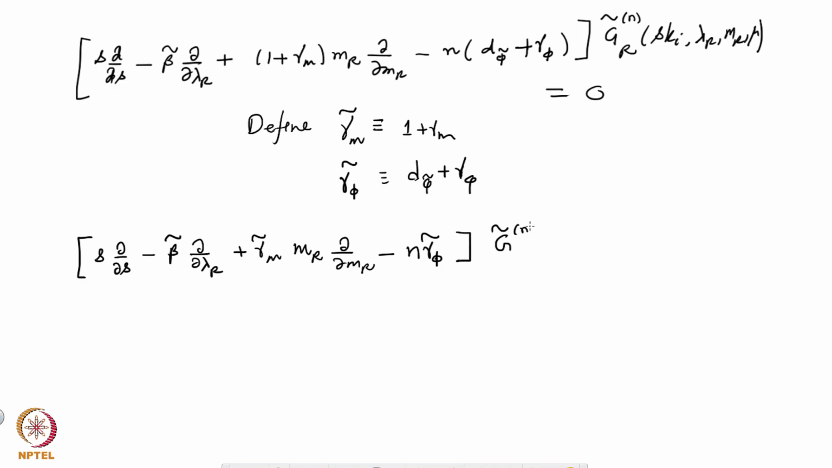G tilde n, renormalized, ski, lambda r, mr, mu. Okay, that's the equation that we have.